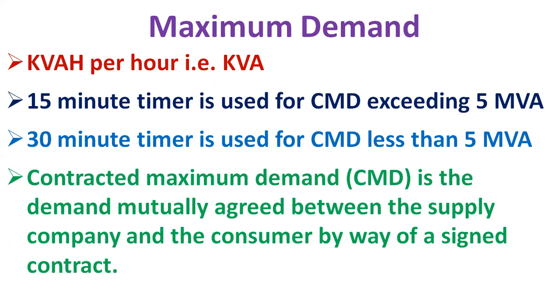Thus, the supply company makes arrangements to supply the required demand and expects the consumer to restrict his demand within that limit. If a consumer exceeds the demand, the supply company charges him a penalty. If the consumer draws less than 80% of the contracted maximum demand, the supply company charges him 80% of the CMD, called billing demand. Thus, the billing demand is the higher of the two, 80% of the CMD or actual maximum demand established by the meter. This figure of 80% may again vary from state to state, but the principle remains the same.